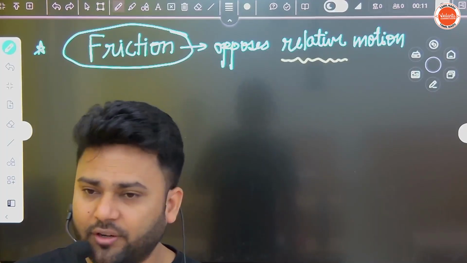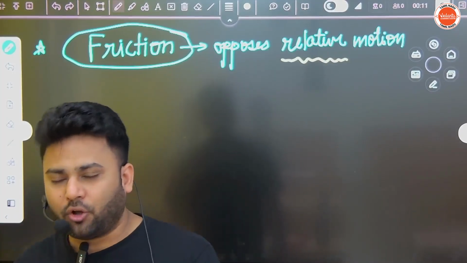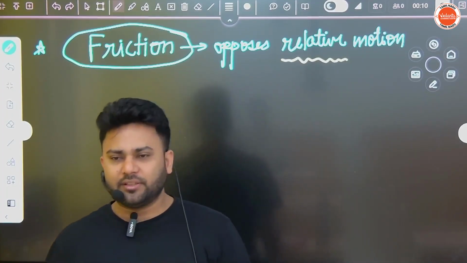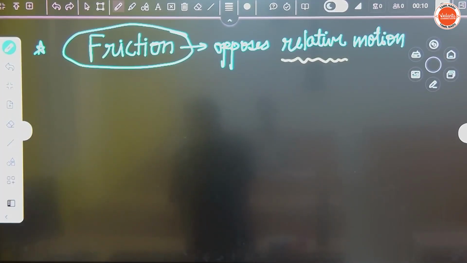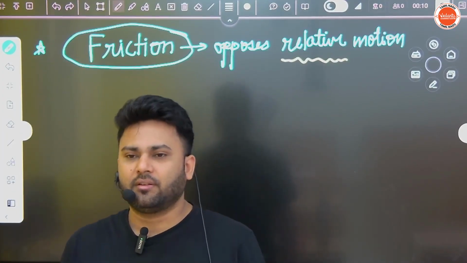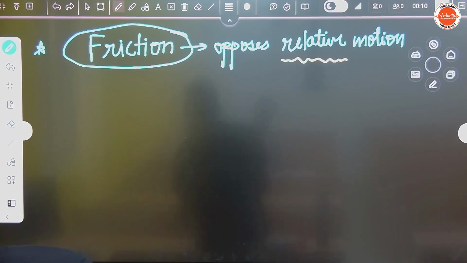So don't think that friction always opposes the motion. It also supports the motion, but it always opposes relative motion. Like here we have seen that this object is coming because there is friction. So sometimes friction supports the motion also.